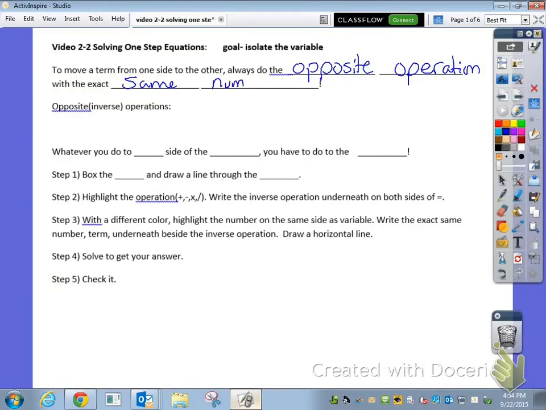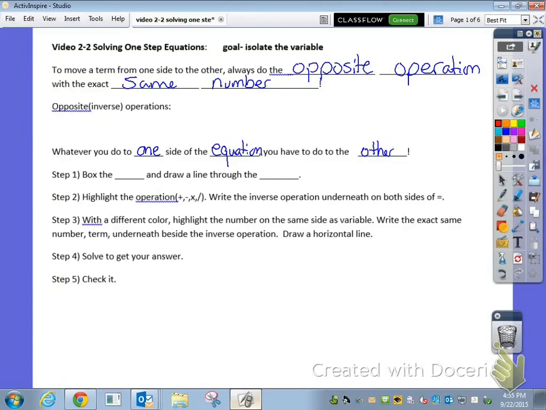So I've given you some concrete steps to help you solve equations, okay? And the most important thing to do, remember, is whatever you do to one side of the equation, you have to do to the other, okay? Whatever you do to one side, you have to do to the other. You got to keep it balanced. So a couple things to help.